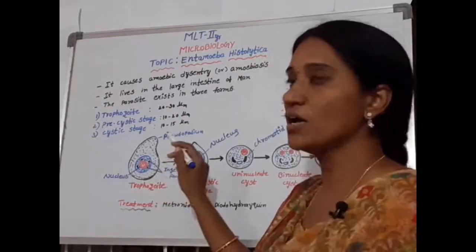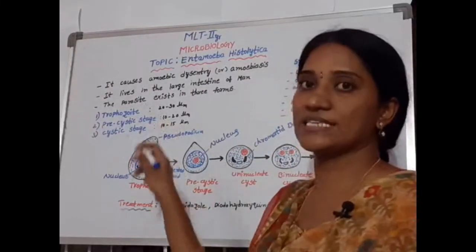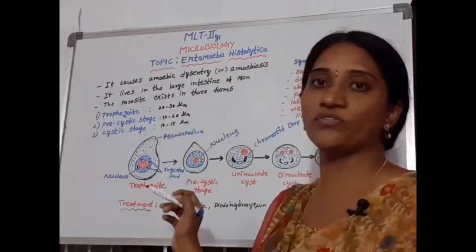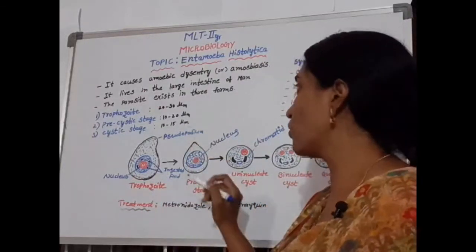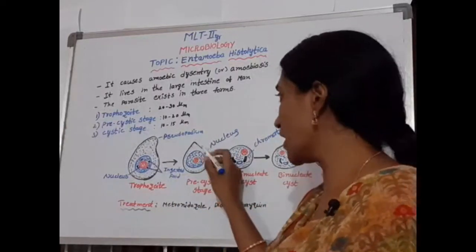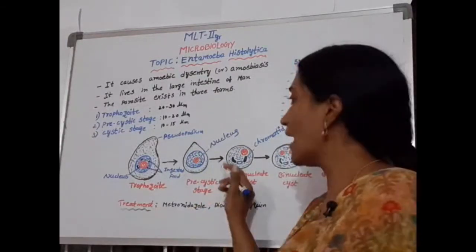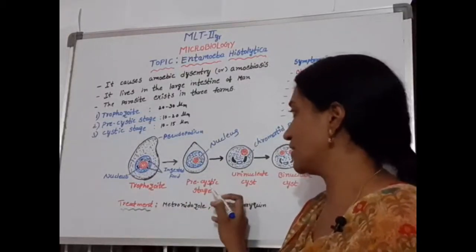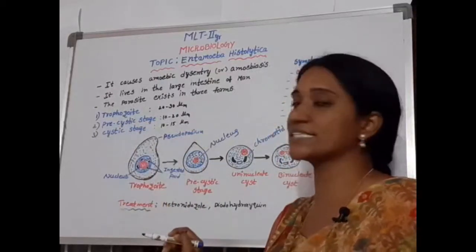The second stage is the precystic stage. It measures about 10 to 20 micrometers. The shape is oval, with blunt pseudopodia, and a nucleus is present in the middle. This is the precystic stage. The third stage is the cystic stage.